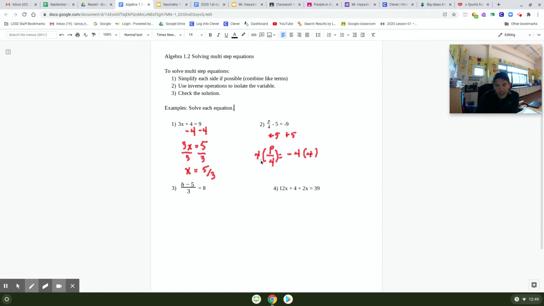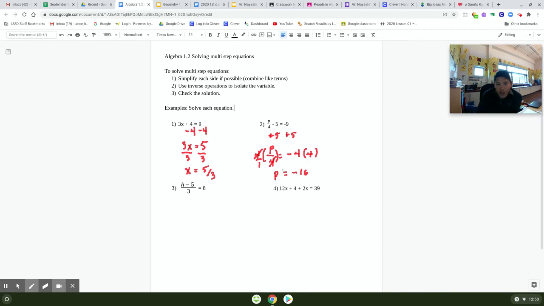Technically, I could write this as 4 over 1. For some of you, it might be easier to write it like that, because then you know the 4 is in the numerator, which would cross with this 4 in the denominator, and then we're just left with p. And then on the right side, negative 4 times positive 4 is negative 16. So again, I could check the solution. Substitute in negative 16 for p here. Negative 16 over 4, or negative 16 divided by 4, is negative 4. And then minus 5 is negative 9. So that checks.